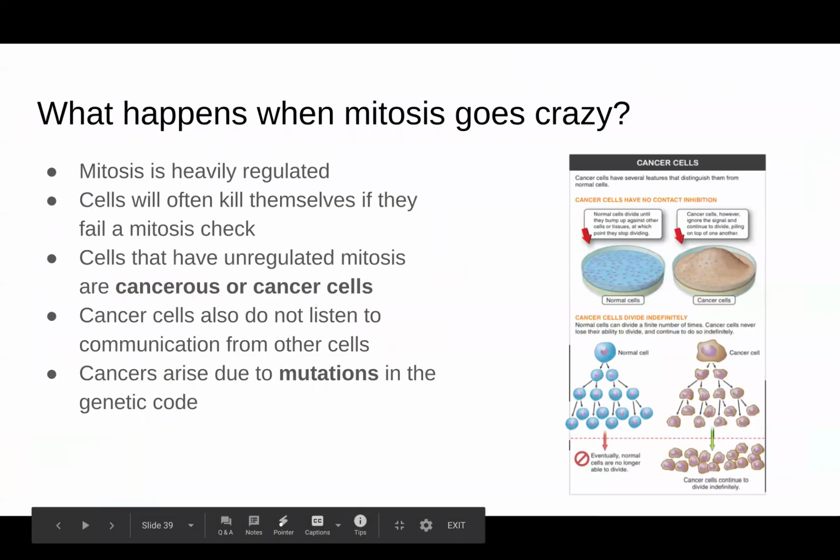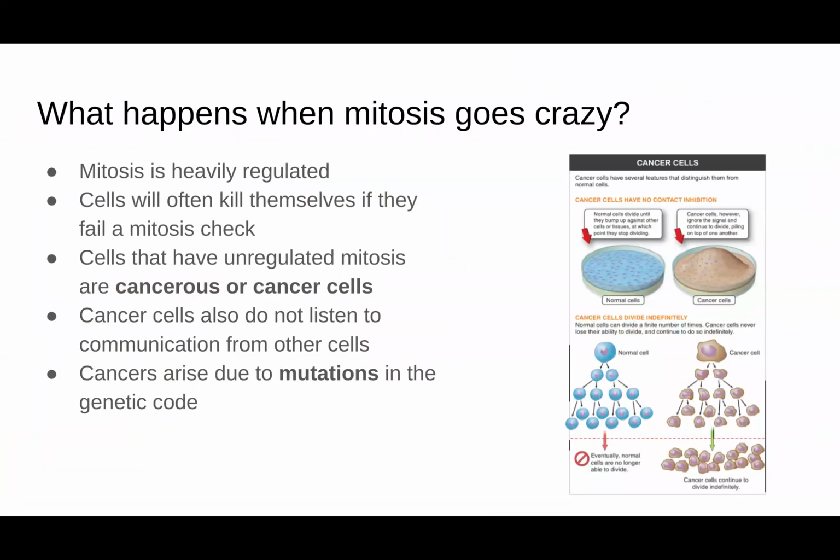Now, one of the ways that cells actually will stop mitosis from going crazy is they'll actually kill themselves. And so this is a process called apoptosis, which is programmed cell death. Your cells will actually kill themselves if they're not performing mitosis correctly. We can ask ourselves now is what happens if cells have unregulated mitosis, and this is what we call cancer.